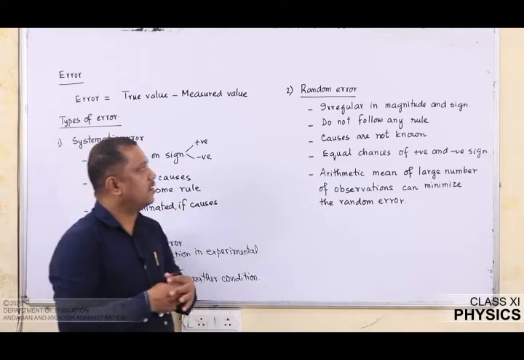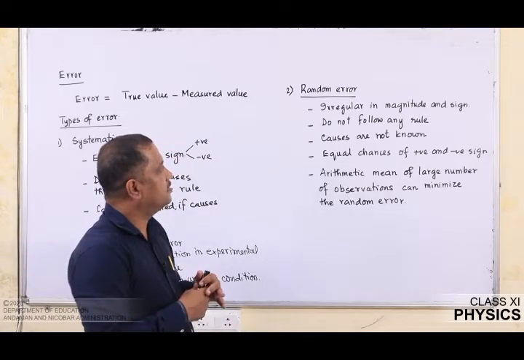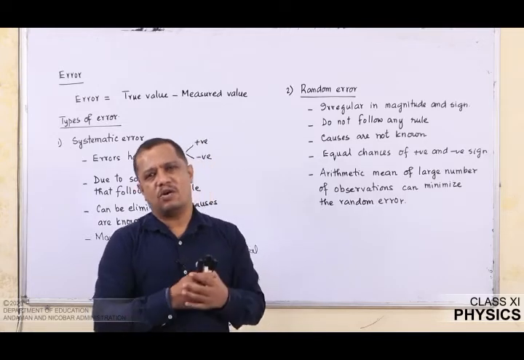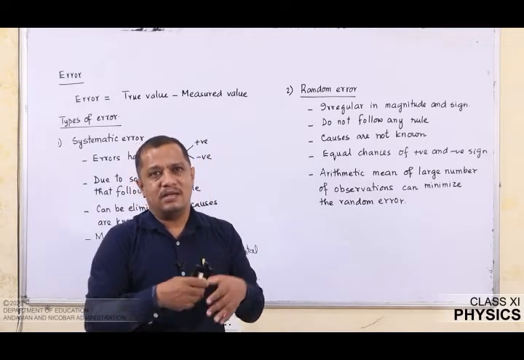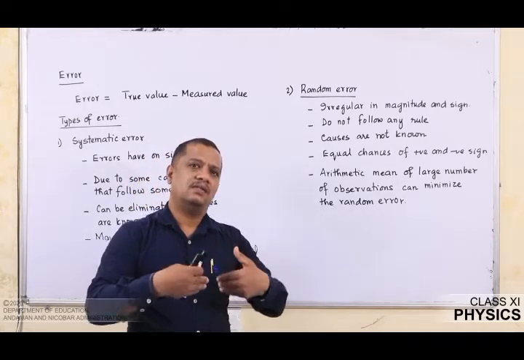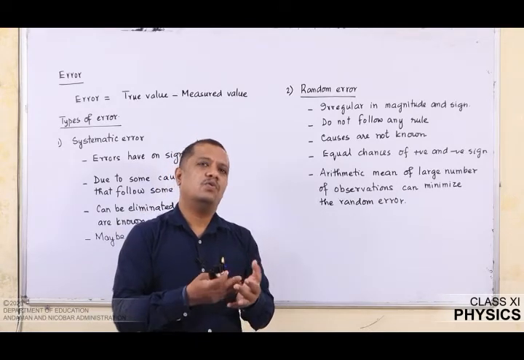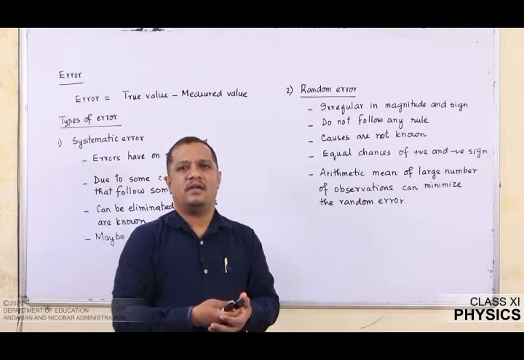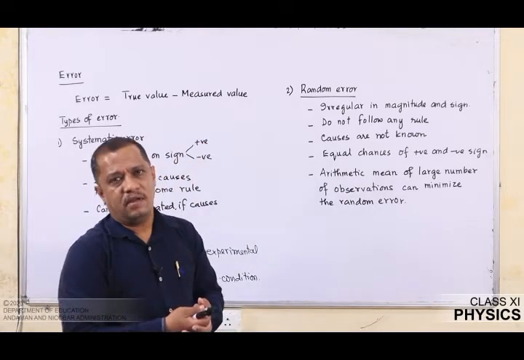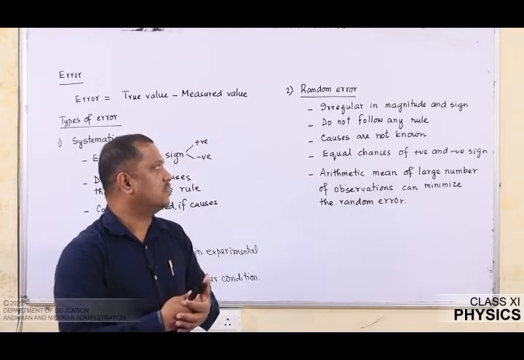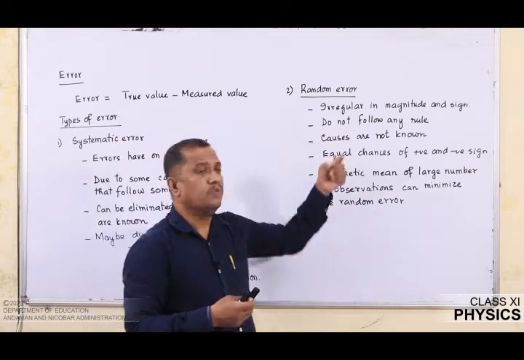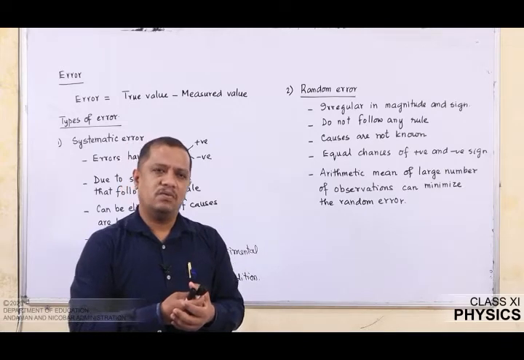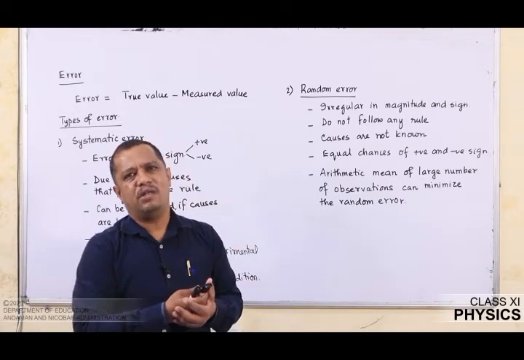Next, if you look at the random error, what it says is, random error, the causes are not known. When causes are not known, then the errors can be positive as well as negative. If you do say 5 measurements, 2 measurements can have positive error and 3 measurements can have negative error. So positive as well as negative errors are possible. The magnitude will also be irregular. When you observe the measured value, the magnitudes will randomly change.